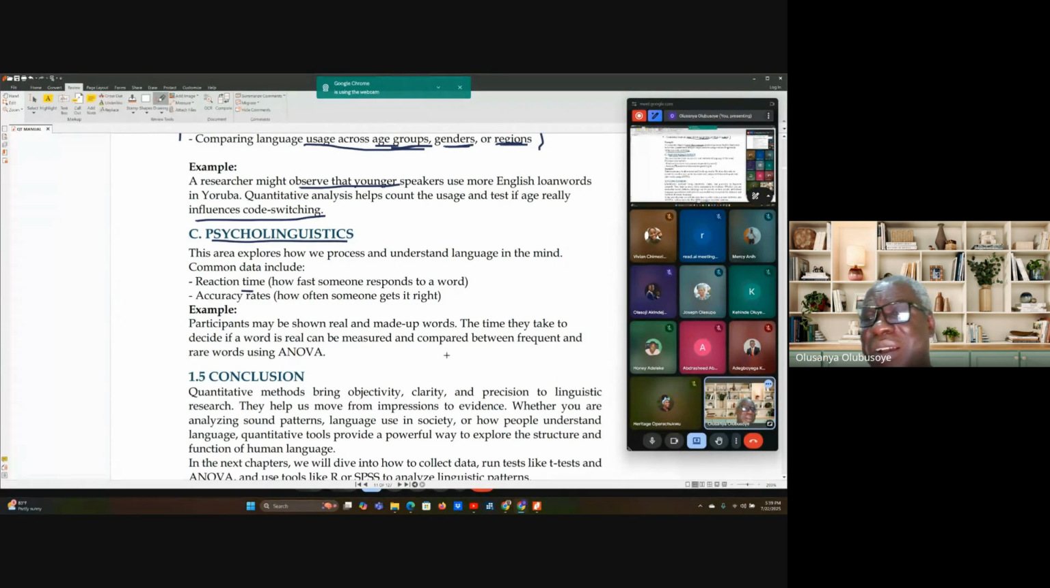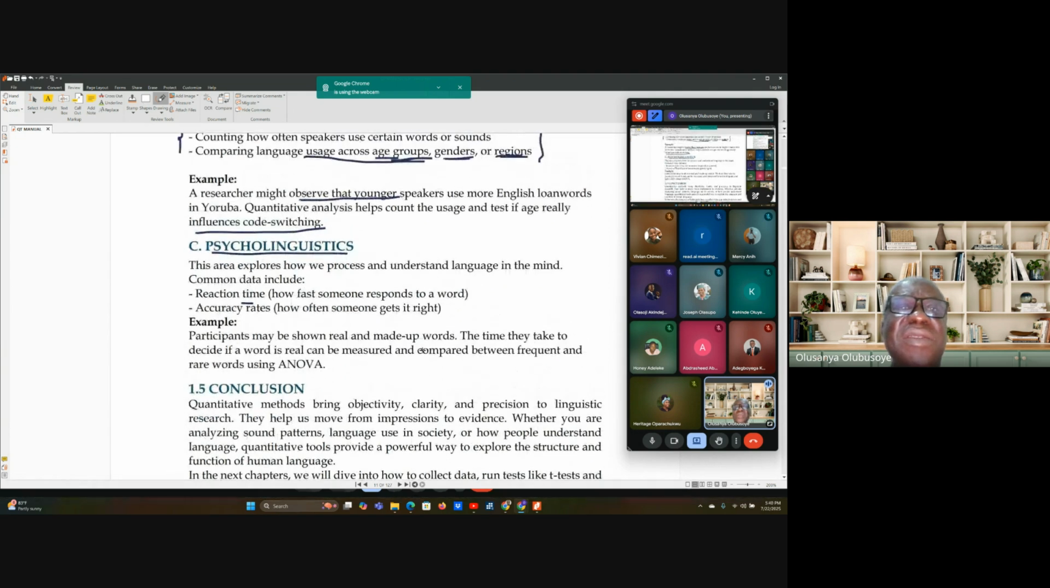Or other foreigners from other parts of the world, Indians, Chinese, the interest could be even this in Nigeria too. You could use quantitative techniques to understand how other foreigners mastered the local languages in Nigeria.